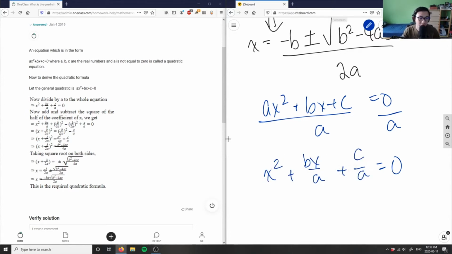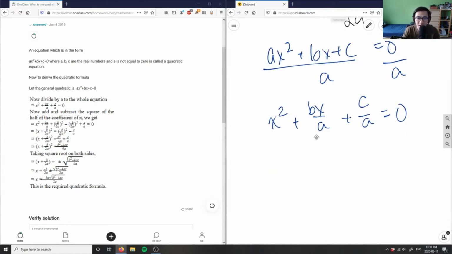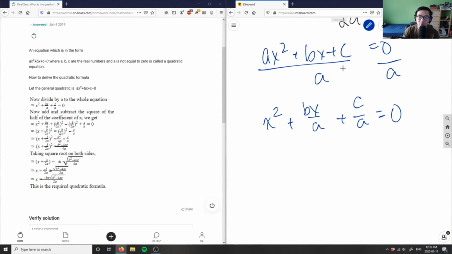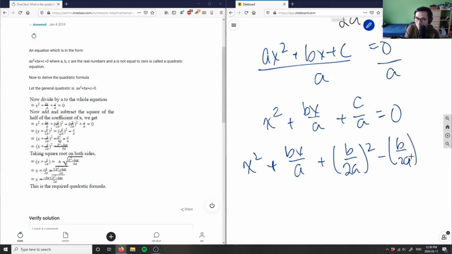And then what they're doing here is adding and subtracting the square of half of the coefficient of x. So what does that mean? Well, that means they are trying to complete the square. They're adding b over 2a squared minus b over 2a squared, so they get some type of perfect square trinomial for these two terms. So let me write this down: x squared plus bx over a plus b over 2a squared minus b over 2a squared plus c over a equals 0.